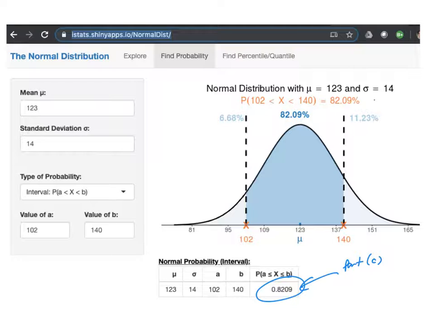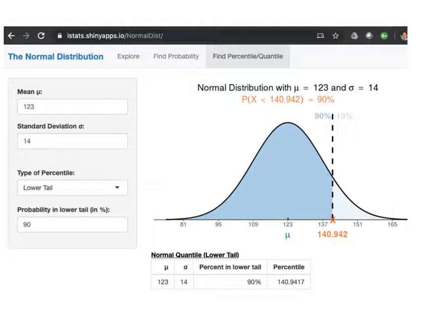If we were doing that with a table, then we would have to convert the 102 and the 140 to z-scores before we could use the table. I'm not going to try to illustrate that here, but if we do that, then we could get the two area readings from the table and then just subtract the bigger one minus the smaller one. And we should also get 0.8209. The D part asks us about the top 90%.